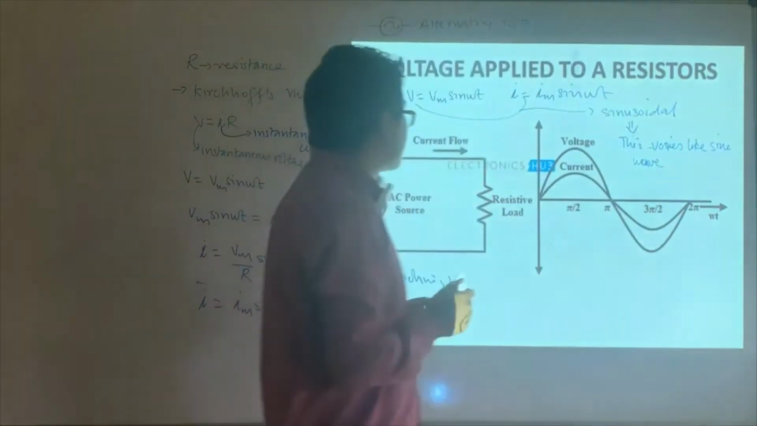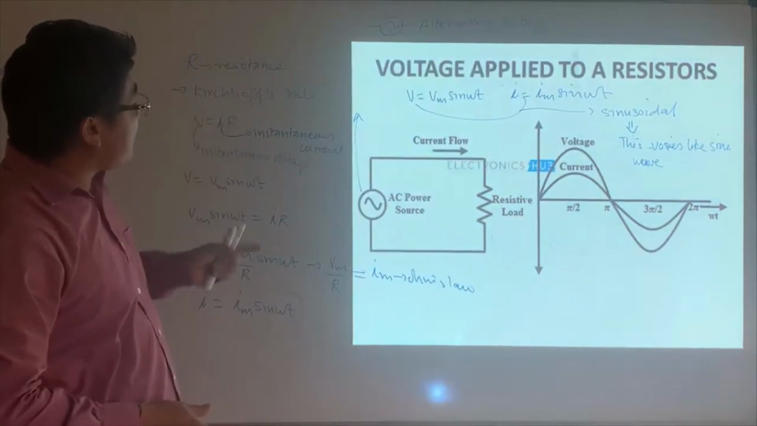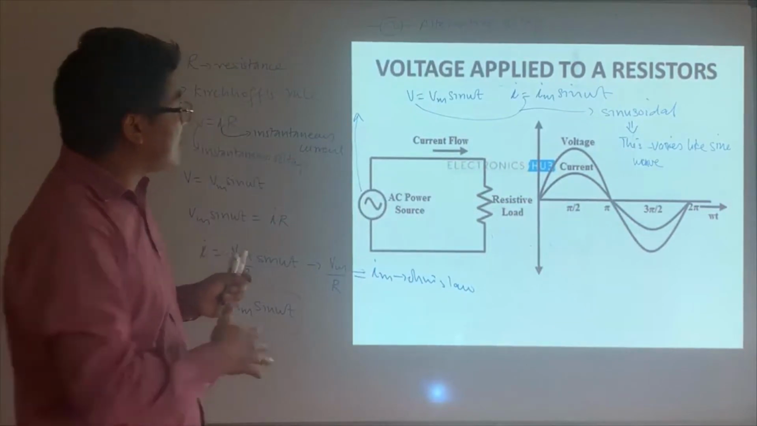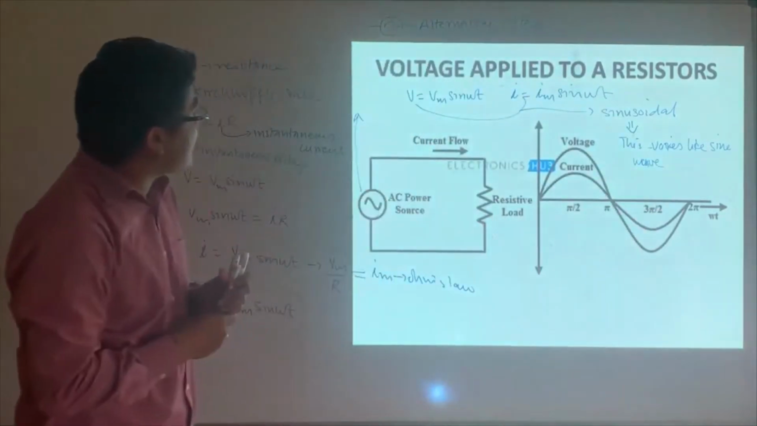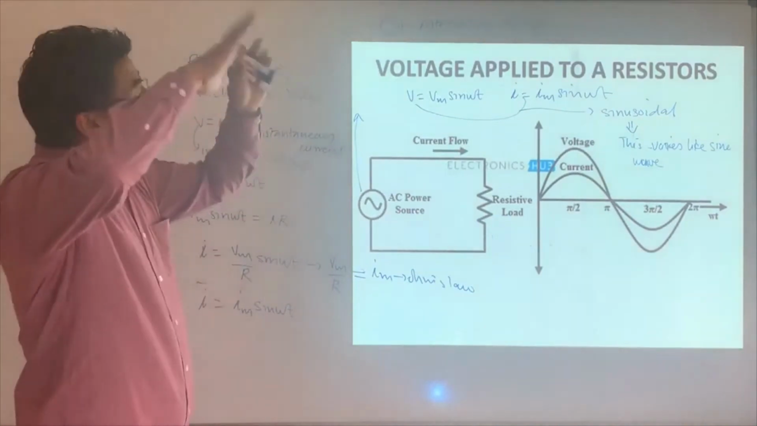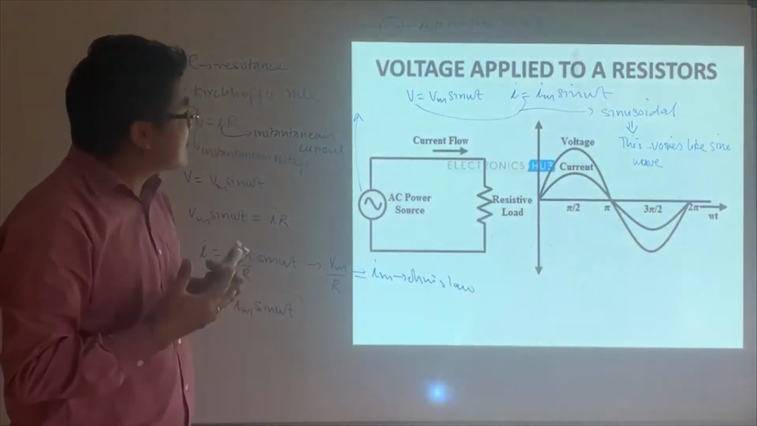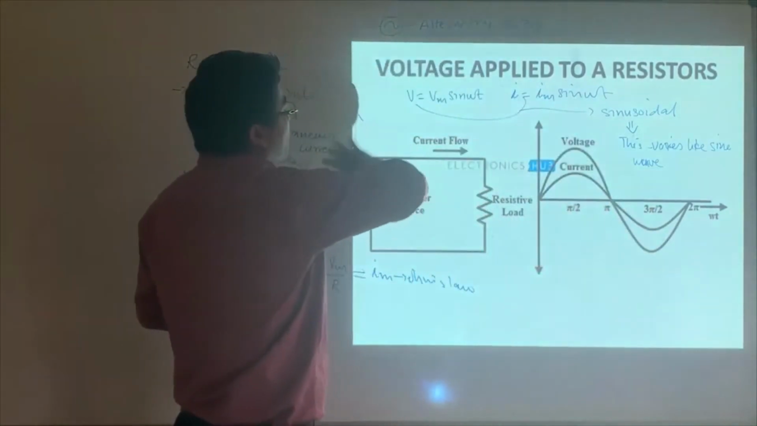These vary like sine waves. So look here, V is equal to Vm sin omega t, and I is equal to Im sin omega t. So both are in phase. The voltage and the currents alternate or vary at the same time, right? That means they vary together, right?